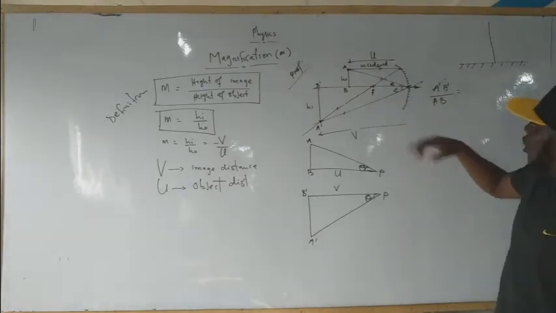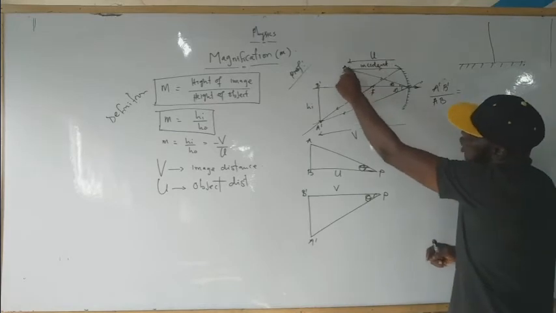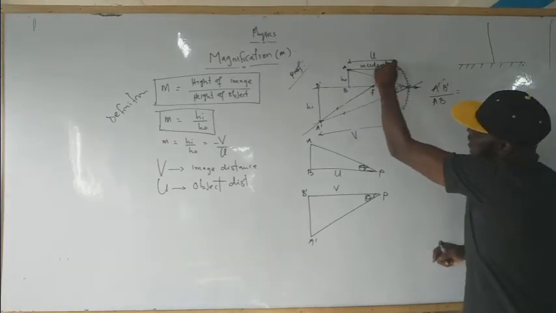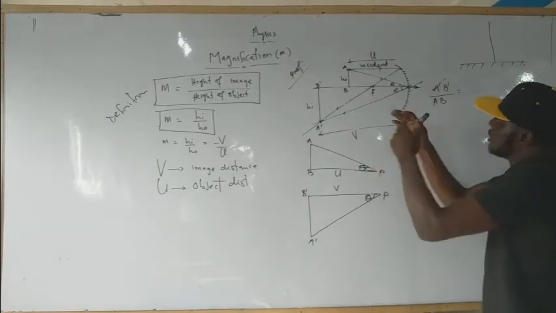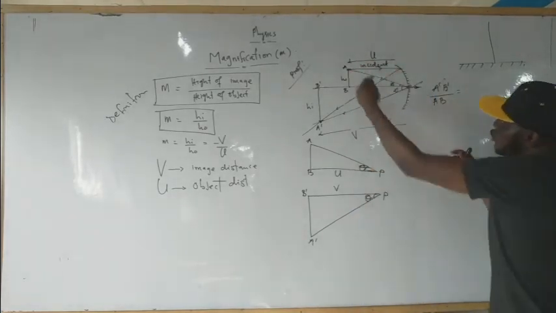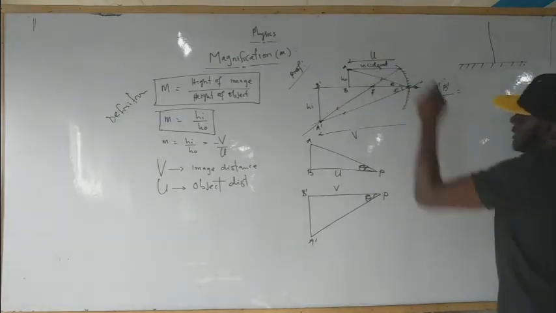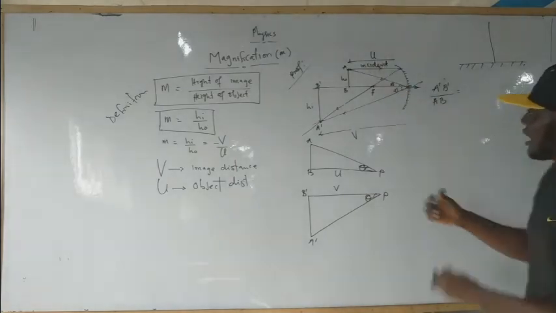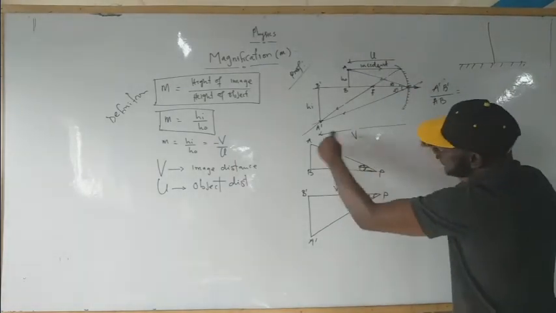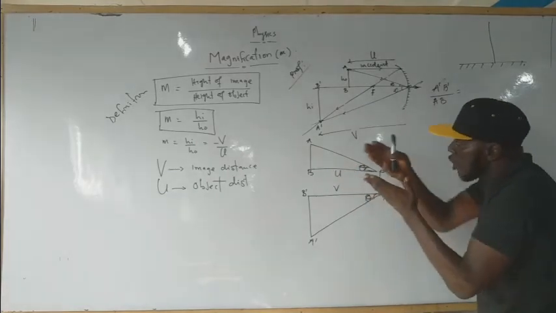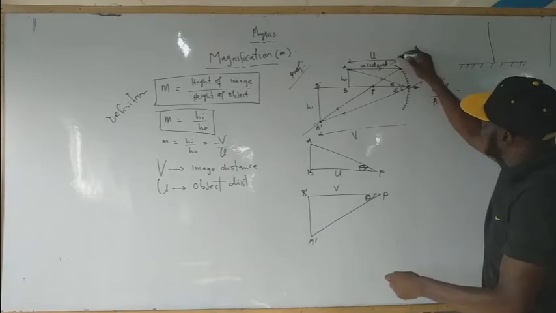Then we have the distance of the image of the object. You can see the direction of the arrow is opposite, traveling in the opposite direction to the incident ray, which means that this will be negative. This will be minus. Likewise, this also will be minus, because you can see the arrow traveling opposite to the incident ray.